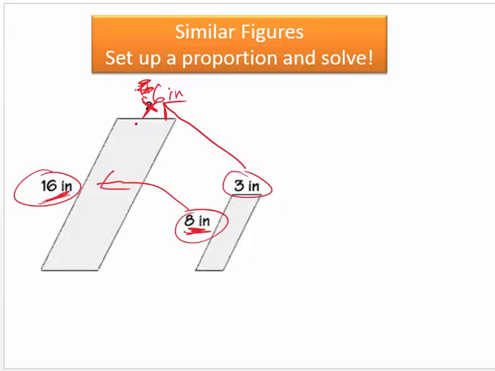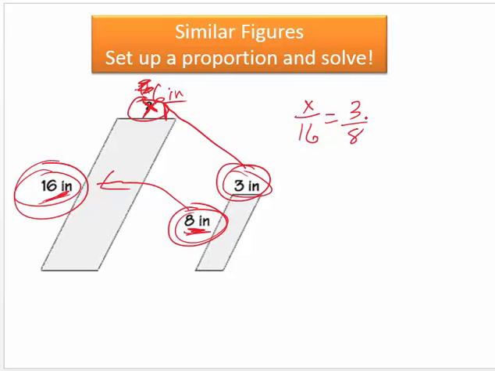And do you agree with this? I could say x over 16. In other words, this small side over this big side equals this small side over this big side. So 3 over 8. And to solve proportions, we've done this earlier this year, you cross multiply and we get 8x equals 48. So x equals 6. So that's how you could do it if you couldn't do it in your head.